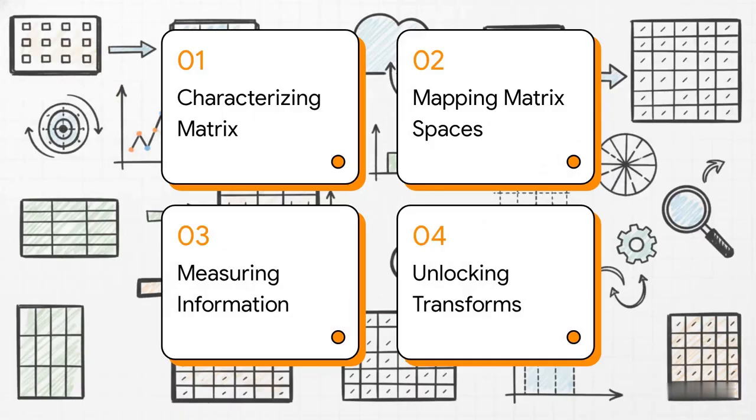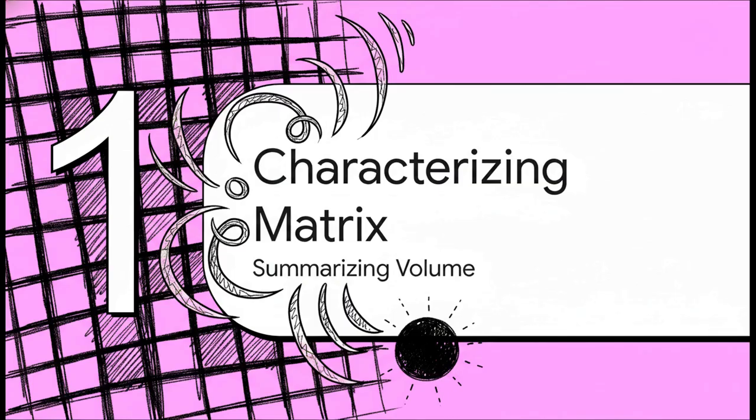So here's our anatomical map for today. First, characterizing the matrix. Second, mapping matrix spaces. Third, measuring true information. And finally, unlocking transformations. All right, let's jump right into part one, characterizing the matrix and summarizing its volume.